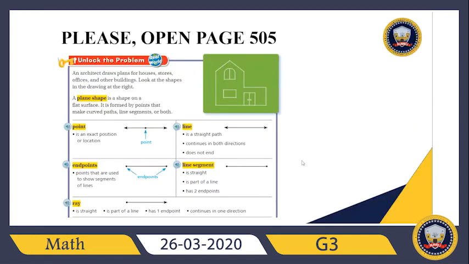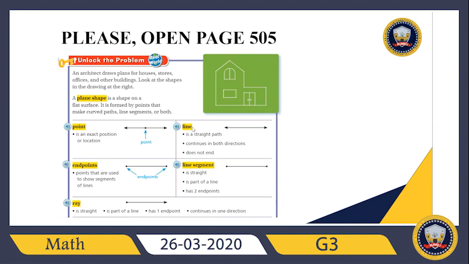Okay, now let's check your book. Open page 505. Let's check what a plane shape means. A plane shape is a shape on a flat surface, like you see in this picture. What about point? We already gave the meaning for these words. So a point is an exact position or location. So you can make a point by using your pencil.